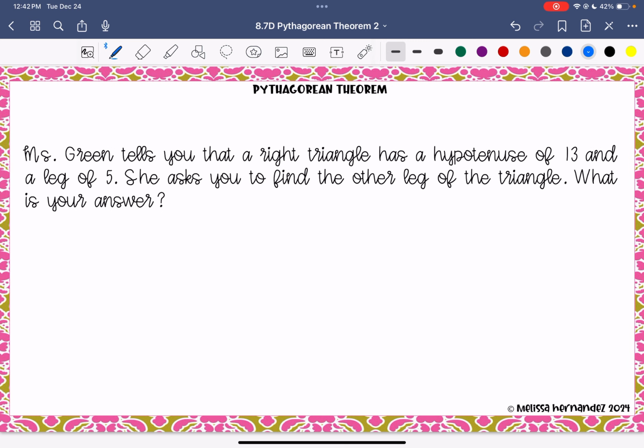Miss Green tells you that a right triangle has a hypotenuse of 13 and a leg of 5. She asks you to find the other leg of the triangle. What is your answer? All right, so this is easier. It already tells us what it is. We know it's a right triangle, and it told us that the hypotenuse was a 13 and one of the legs was a 5. Still want to write down the formula. It's just good practice.